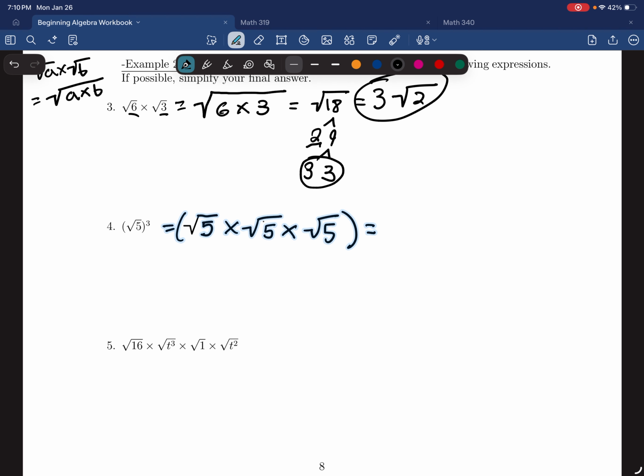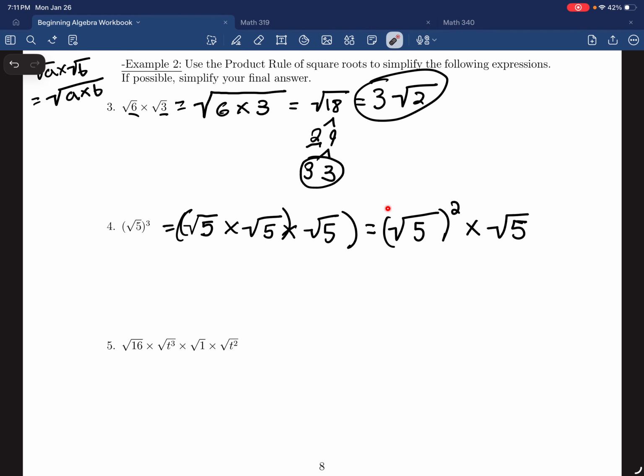So because we have 5 cubed here, we can say, well, 5 times 5, if we were to separate this, we know the square root of 5 times the square root of 5 is the square root of 5 squared, right? And then we're going to carry along that root 5, right? Because this is still the square root of 5 cubed, right? It just looks different, right?